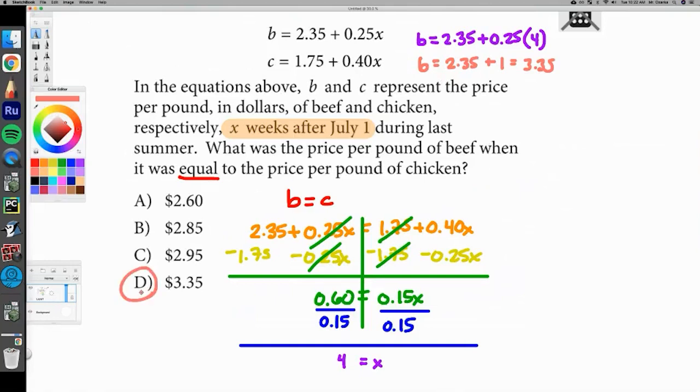The most common answer was actually B, but if you actually worked out the math, it should be D for that one. You could do the same thing for C if you want, but the math is a little bit harder to deal with. So if you do C is equal to 1.75 plus 0.40 times 4, you would get 1.75 plus 1.6, which if you added that up, you again get 3.35.